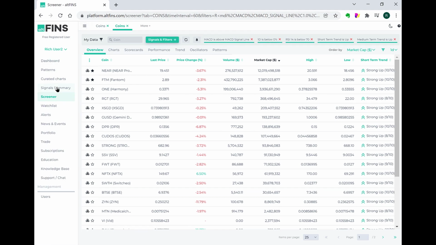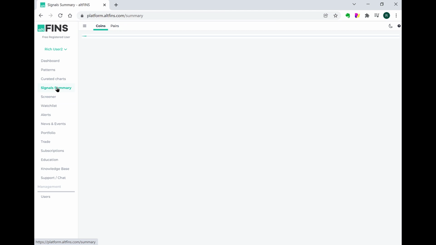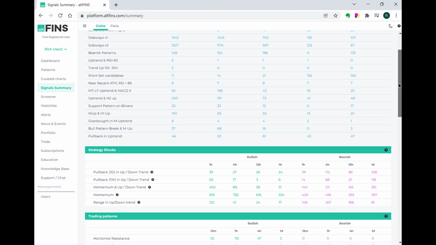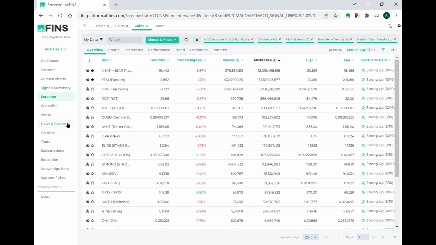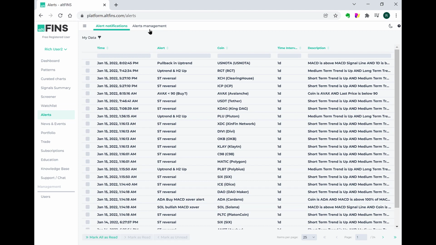I also, by the way, this filter will show up under signal summary as well, under your own section right here. So these are all different filters that I've created. Here's the one that we just created, so you can quickly just jump to the results right here in the future. And also we have it now under alerts, because we created an alert for it as well under alerts management.